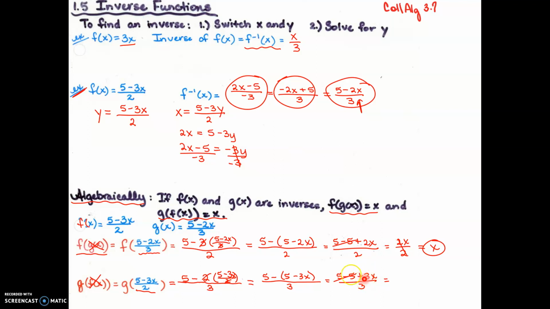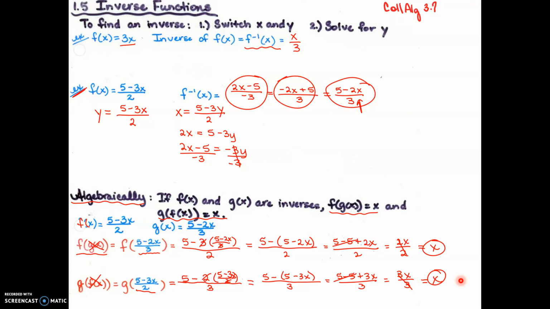Make sure you have a positive 3x, because when you distribute that negative, it's negative 5 and a positive 3. So the 5's dropped out, and that gave us 3x over 3, where the 3's will drop out, and we'll just be left with x. So sure enough, f of x and g of x have to be inverses because we've proved it algebraically. We've proved that their compositions both lead to just x.